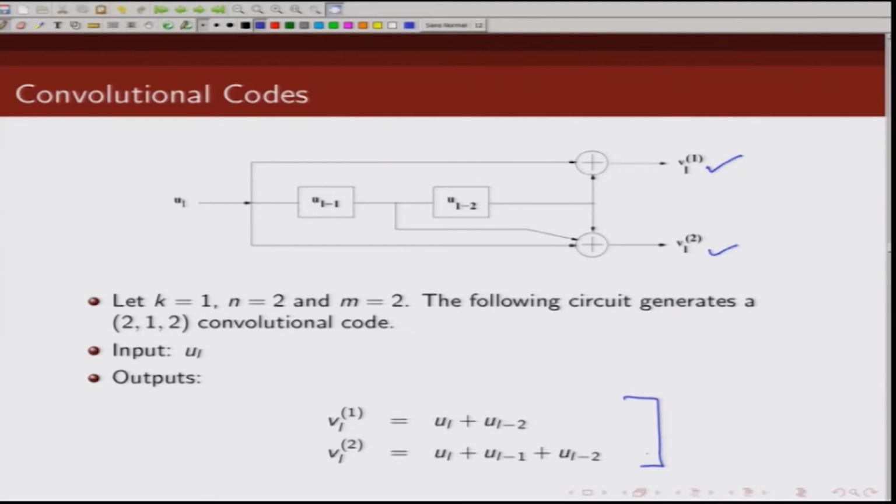Similarly, here you can see that in a convolutional code the output depends on past inputs and outputs. Okay. So, that is one of the major differences between convolutional codes and block codes.